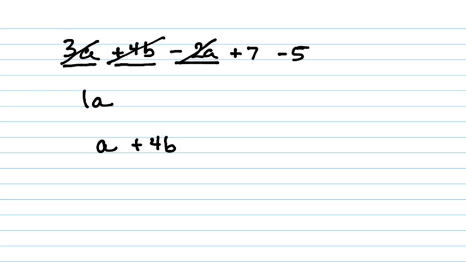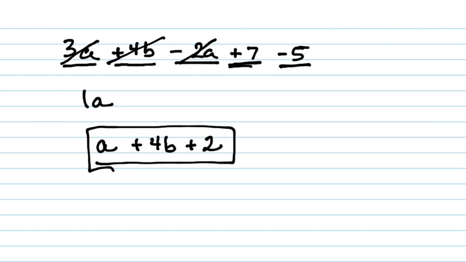Number terms, which are called what? Constants, right? Numbers are constantly the same. So I have positive 7 minus 5, which gives me what? 2. And it's a plus 2, right? Because the 7 is bigger. So it's going to be plus 2. And so there is the finished form.